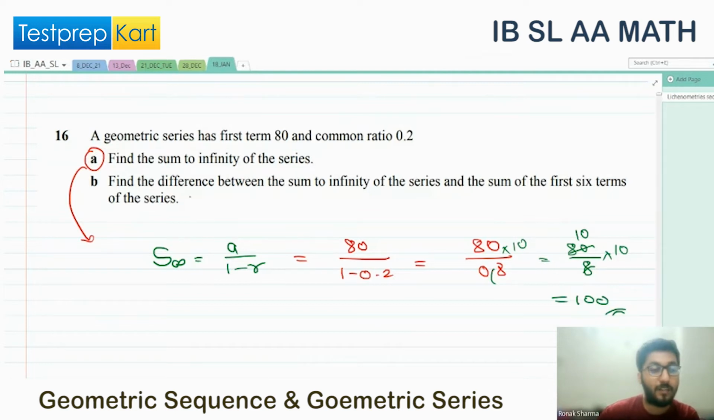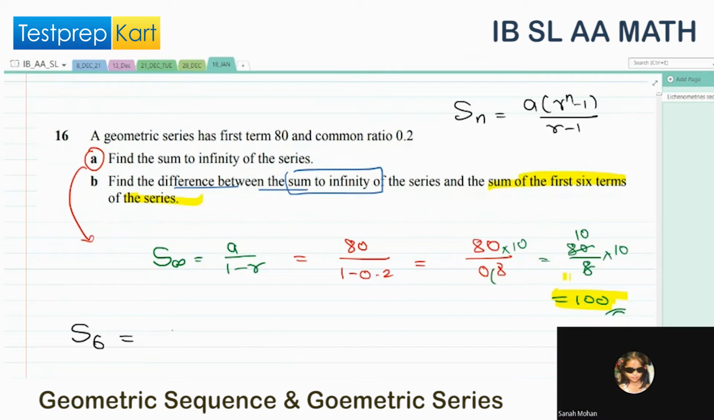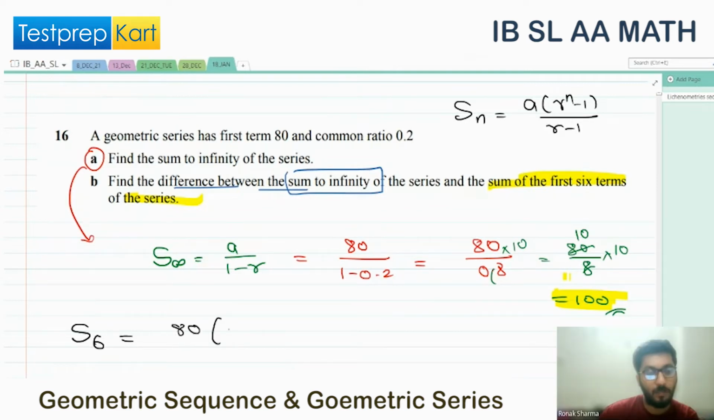But they're asking for the difference between the sum to infinity that we just calculated, which is coming out to be 100, and the sum of the first six terms. So what will be the sum of the first six terms? That will be given by this formula. What is that formula? Sn equals a times r to the power n minus 1, divided by r minus 1. So this will be 80 times 0.2 to the power 6 minus 1, divided by 0.2 minus 1.